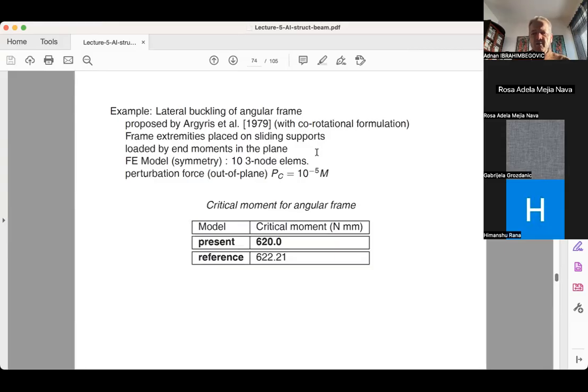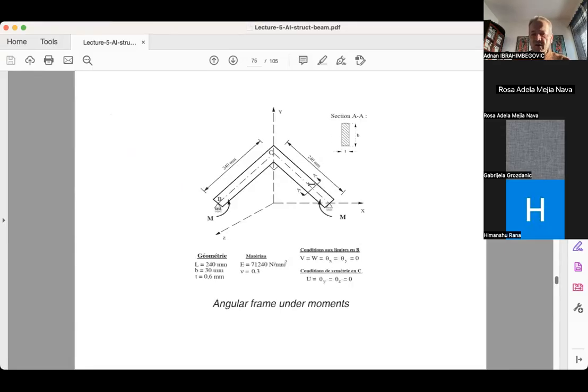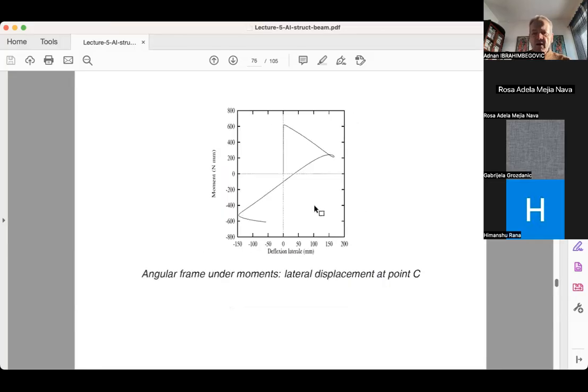And there's a paper by Argyris that has brought this lateral buckling of angular frame. Basically, what you're doing here, you put angular frame on two super support. There's a symmetry here, and you start turning these supports. And so, what's funny, you need some kind of perturbation, but the frame will move out of the plane, and then basically you start having this lateral deflection, and you go all the way around.